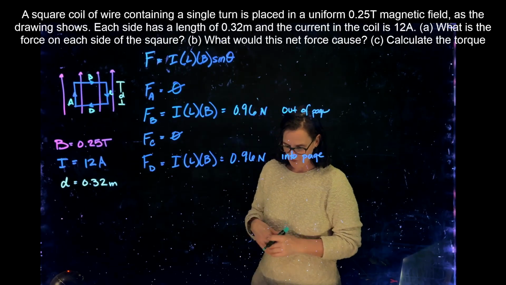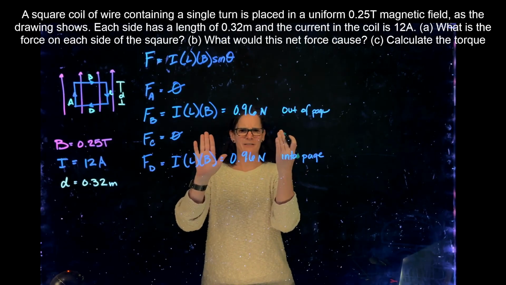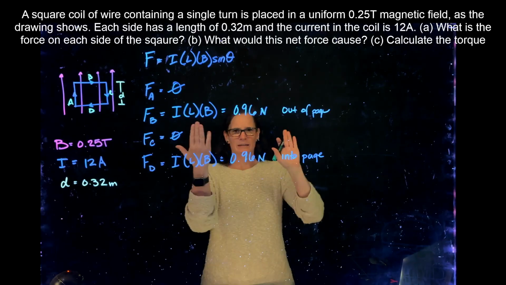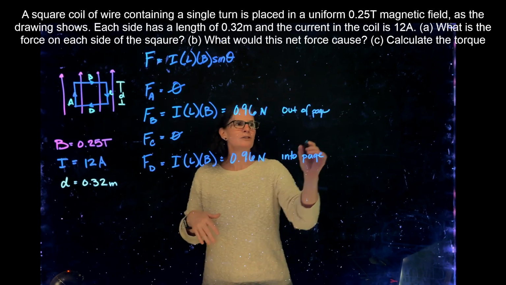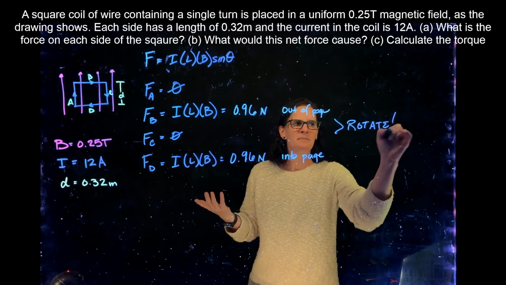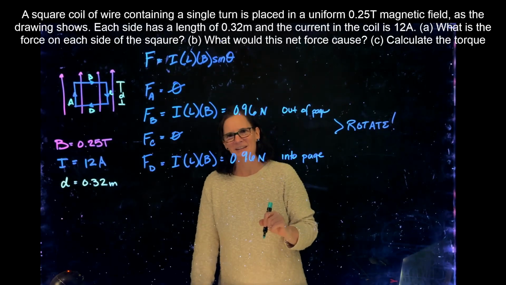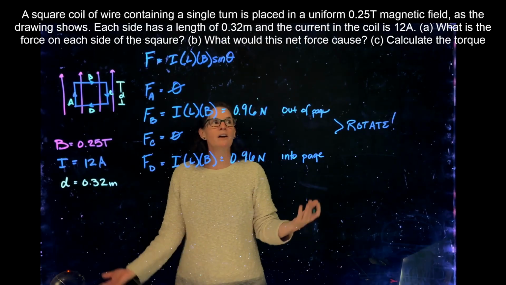So now we have a force out of the page on one side and into the page on the other, so it's feeling a force like this. Well, like this, I guess, in the orientation that it is. So it's going to rotate, which means it must be experiencing a torque. So let's calculate that torque based on our torque relationship.